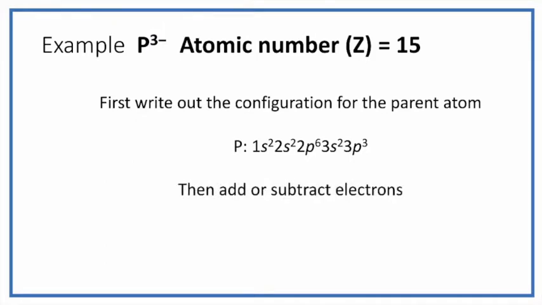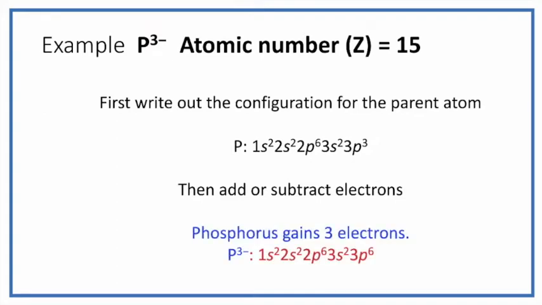The next thing we're going to do is add the 3 electrons to make it the phosphide ion. And we just add those 3 electrons into that 3p subshell so that we have 1s2, 2s2, 2p6, 3s2, and 3p6. This is fairly straightforward. However, things are a little different when we get to cations.